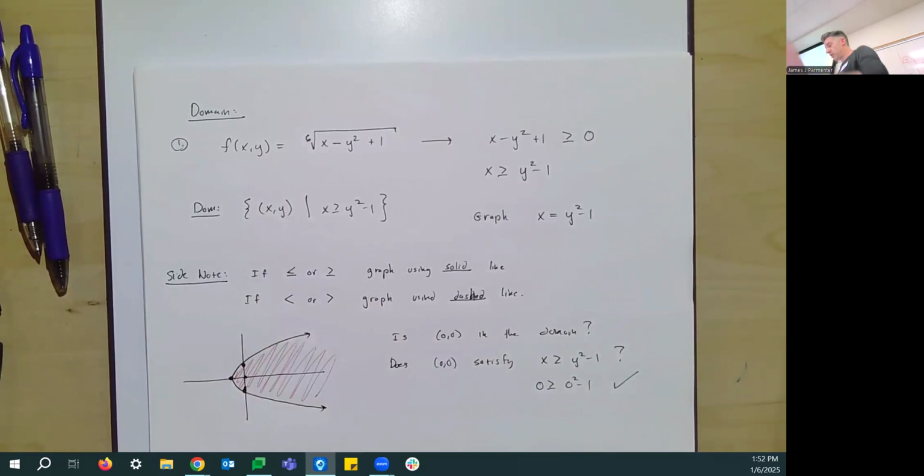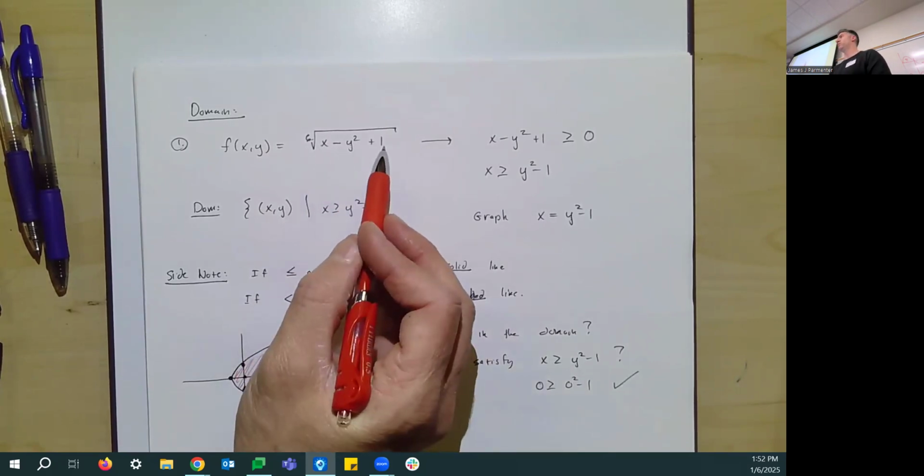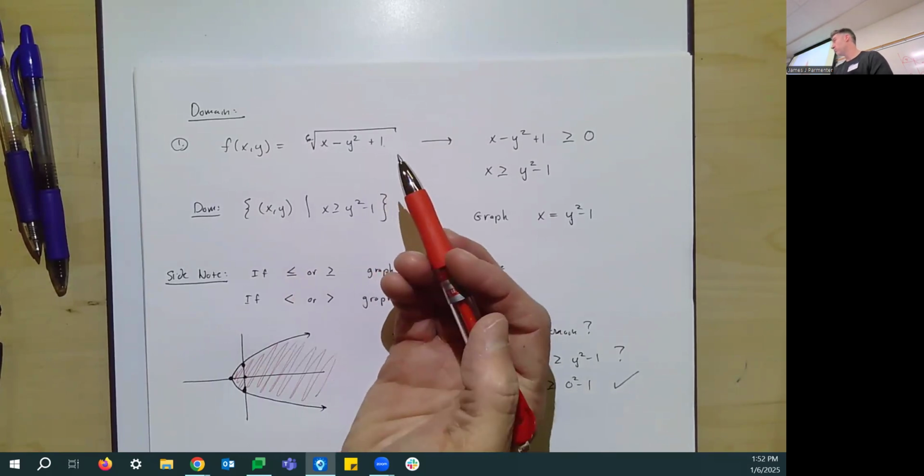So for example, the point (0, 1) is a point that's in the domain, because if you plug in 0 for x and 1 for y, you get the 6th root of 0 minus 1 plus 1, which is the 6th root of 0, which is 0.